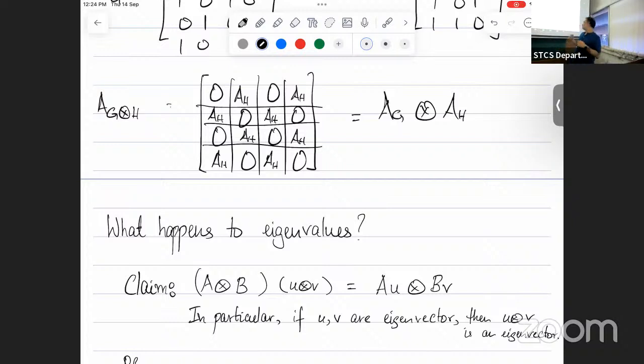Okay. So a particular corollary is that if U happens to be an eigenvector of A and V happens to be an eigenvector of B, then U tensor V is an eigenvector of A tensor B and the eigenvalues will just multiply.